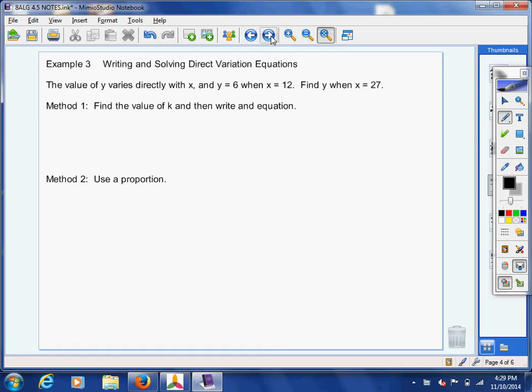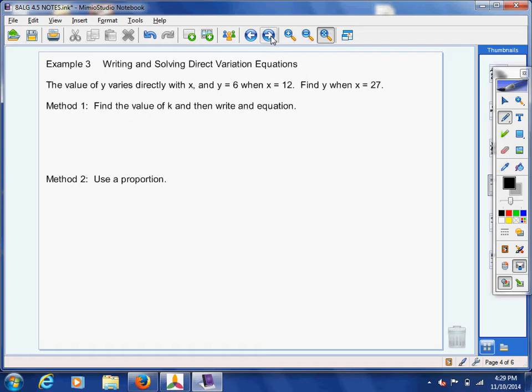So I'm actually going to go through this a couple of times, so this video may be a little bit longer than normal. Okay, this is our question. The value of y varies directly with x, and y equals 6 when x equals 12. Find y when x equals 27.